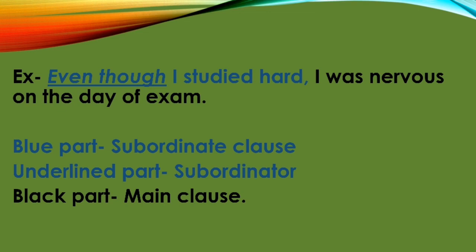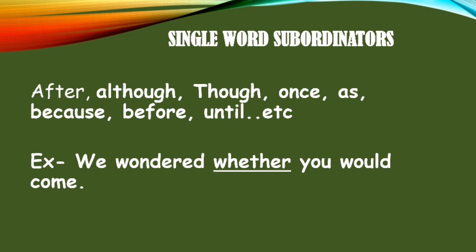Did you see? You have just placed a comma after hard. You have placed a comma after the subordinate clause just to separate it from the main clause. Okay, so you have to place a comma. Now students, single word subordinators. Just see, although, though, once, as, before, because, you all can see these are all single word subordinators.